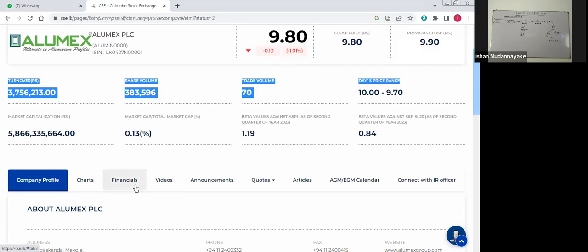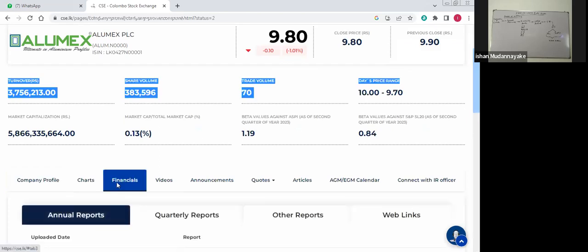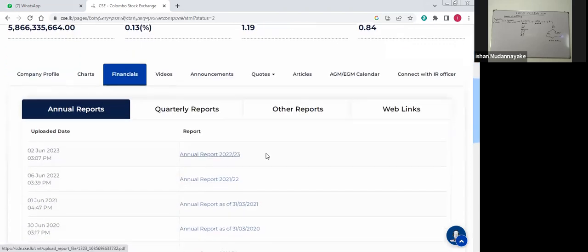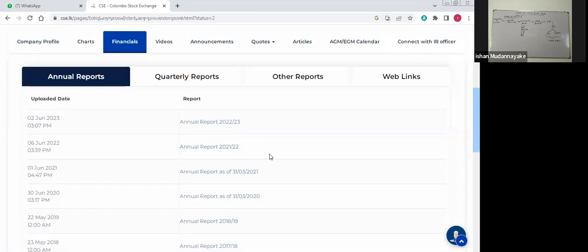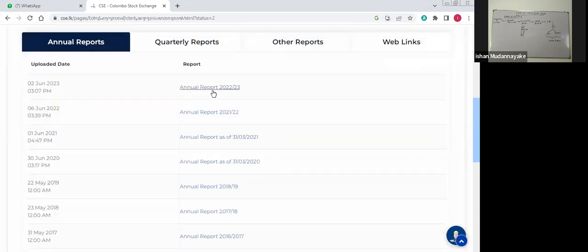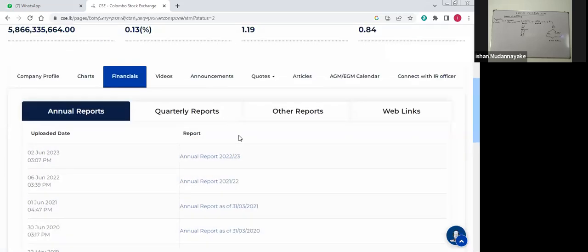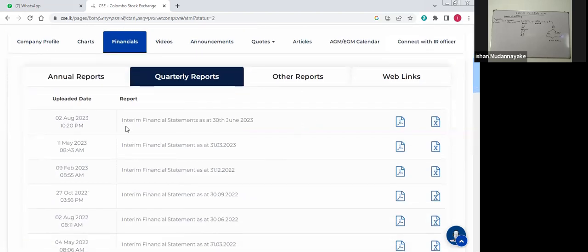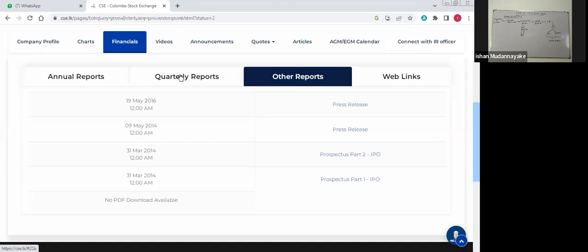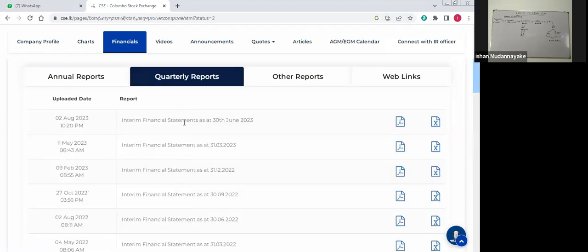Then here, financial statements, financials. These are the financial statements, the annual report. Through this annual report, you can get the required information regarding the business organization, Alimax PLC. Here, quarter reports, interim financial statements, other reports, quarterly financial reports. Here, the latest financial reports, submitted on 2nd August.